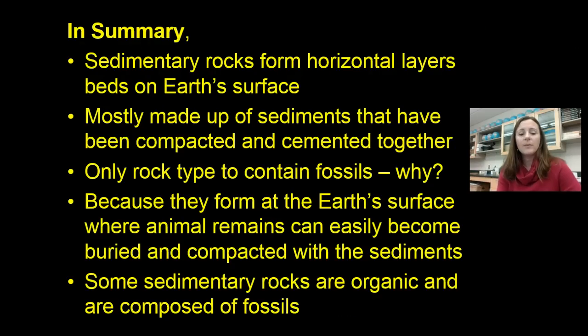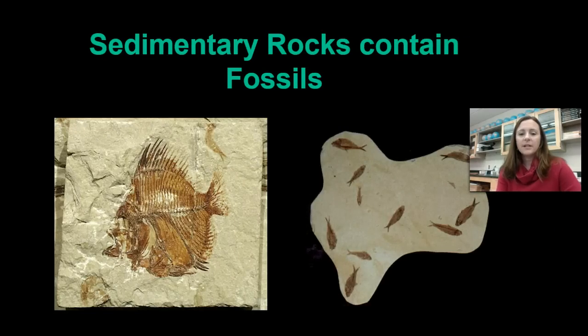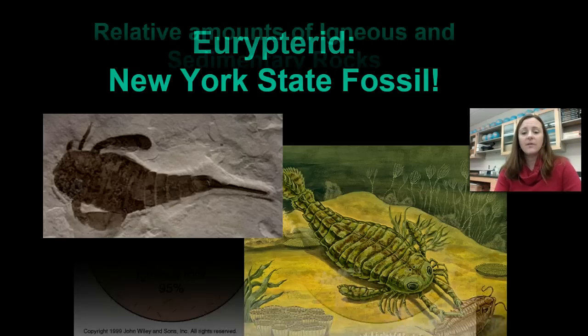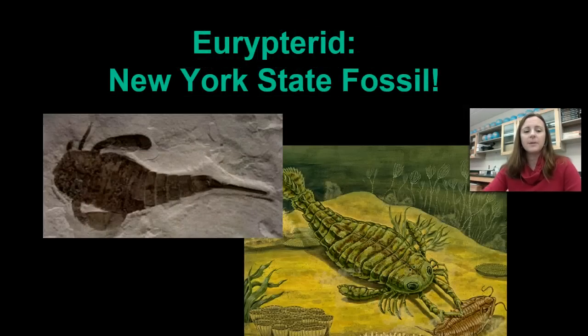And there's one more that we want you to write down. Sedimentary rocks contain fossils. You already wrote that, but here are some cool pictures of fossils. And the Eurypterid is the New York State fossil. Please make sure to write this one down in your summary. This is a picture of the Eurypterid when it was alive on the right, and this is a picture of it as it was fossilized in sedimentary rock.